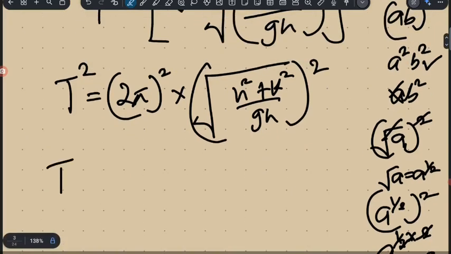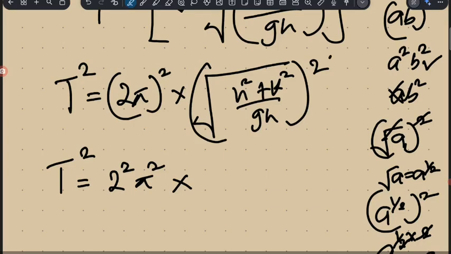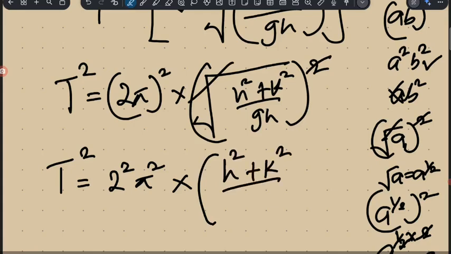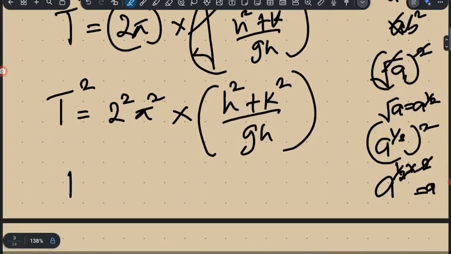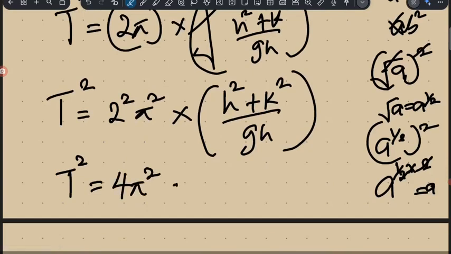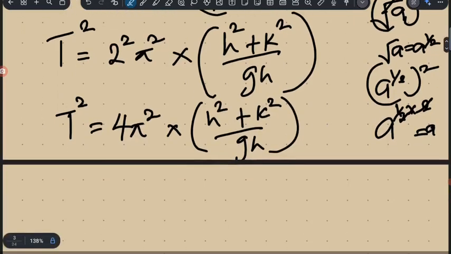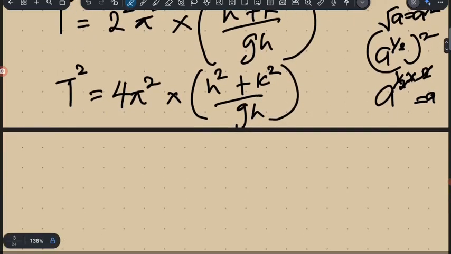We have T squared is equal to 2 squared pi squared. The same thing is applicable to this, to multiply. So these two will cancel the square roots to have h squared plus k squared over gh. So in continuation, T squared is equal to 4 pi squared multiplied by h squared plus k squared, divided by gh. So now, let's try to do something like dividing both sides by 4 pi squared.